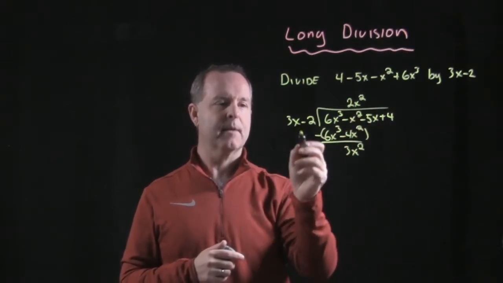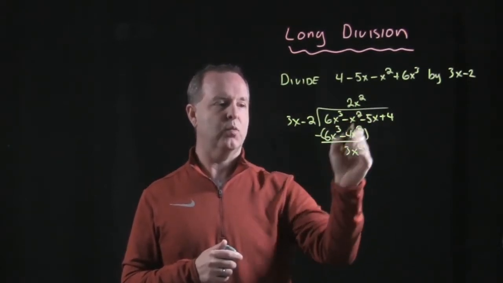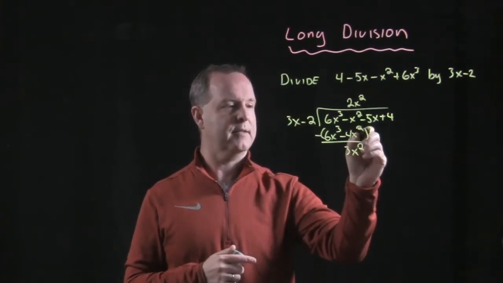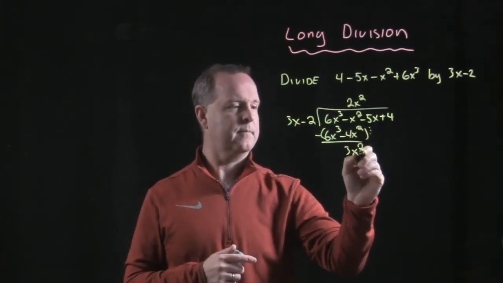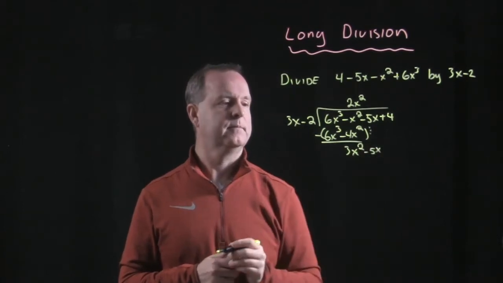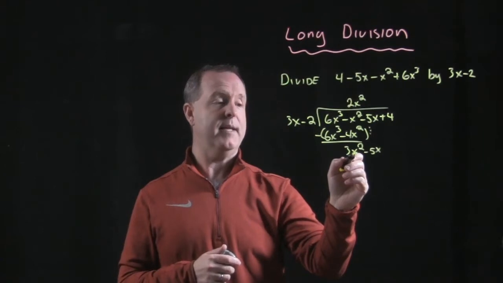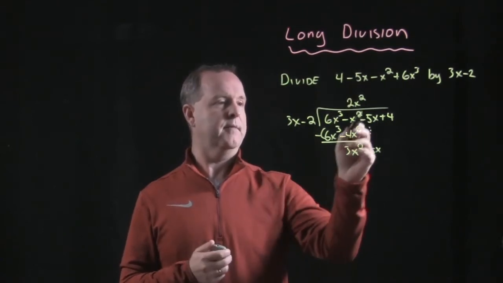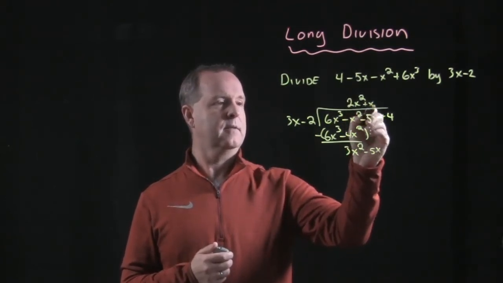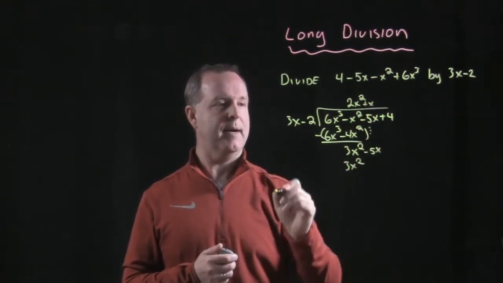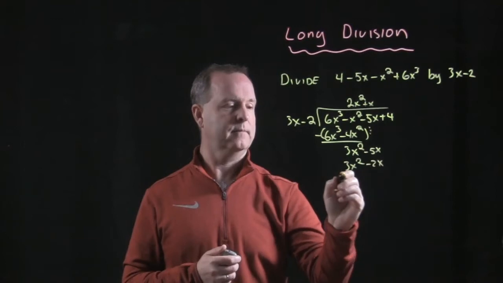Next term, 3x times what makes a 3x squared? Oh, hold on. Let me drop down this negative 5x. All right, 3x times what makes a 3x squared? That would be an x, I believe, a positive x. X times 3x is 3x squared. X times a minus 2 is a minus 2x.